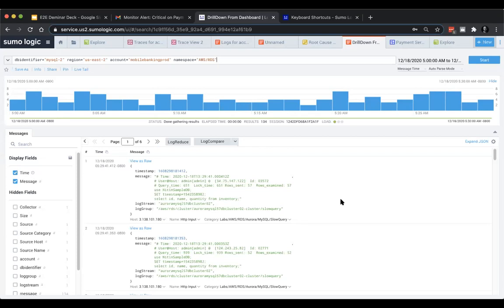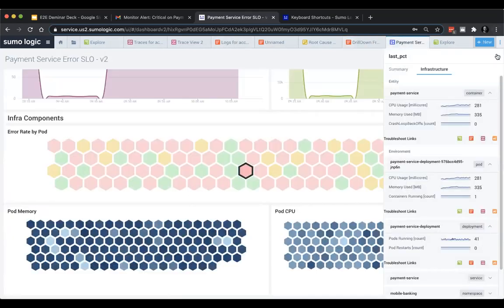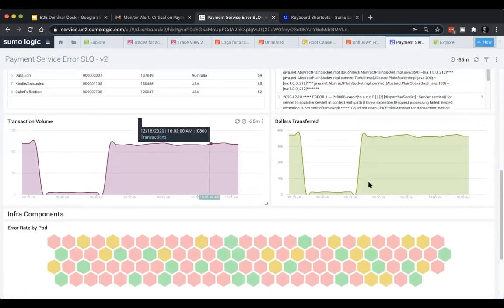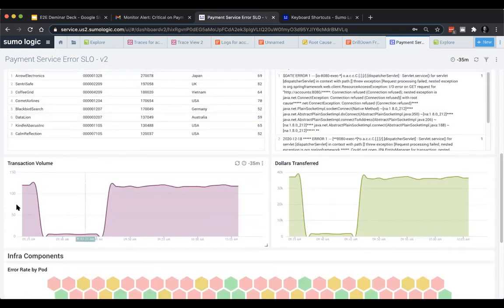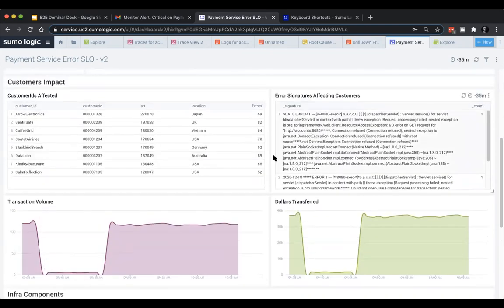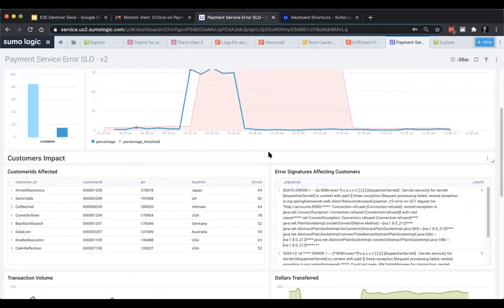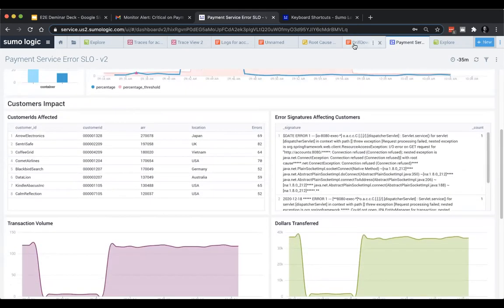So they might not be able to fix this issue immediately. And we know from our original payment service error that this is actually impacting our entire transaction volume and dollars transferred. So while I can get us back to working just by increasing the number of connections temporarily, I can resolve this issue at least for the time being before my developers can go and fix those slow queries. So what am I going to do?